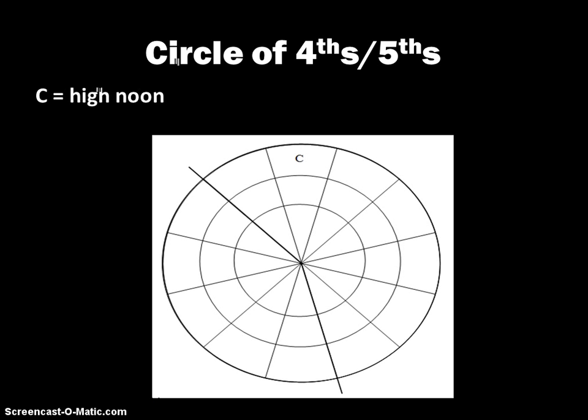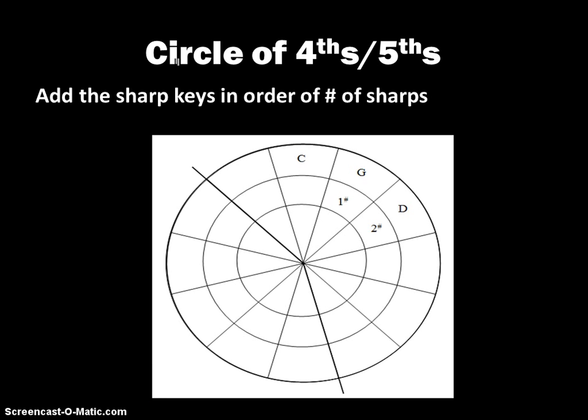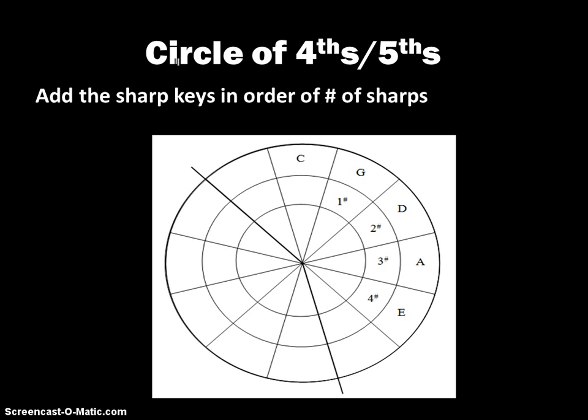In the 12 o'clock position, high noon, we're going to put C major. And we know C major has no sharps and no flats, so we're going to leave it there. Next, we're going to organize our sharps going to the right. We've got G major, which has 1 sharp in the key signature, D major, which has 2, A, which has 3, E, which has 4, and B, which has 5.